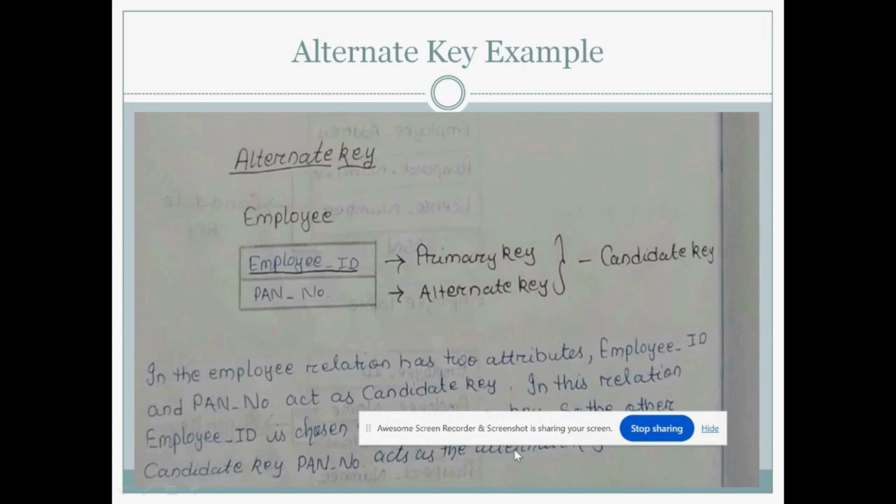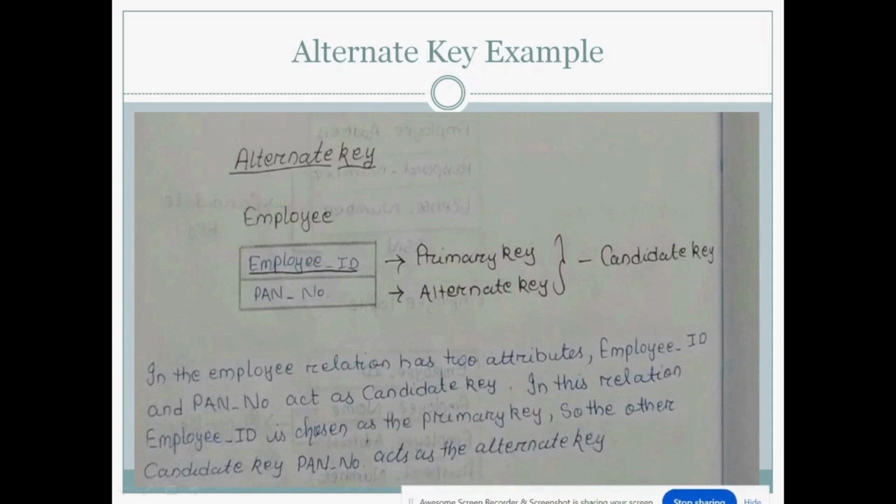This is the example of alternate key. Here employee ID is the primary key, PAN number is the alternate key. These two together are called candidate keys.